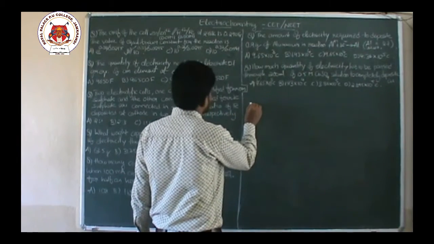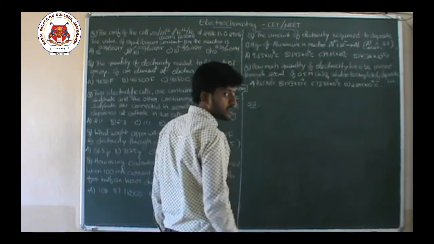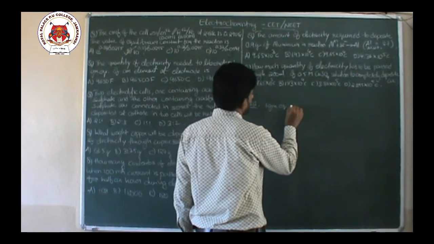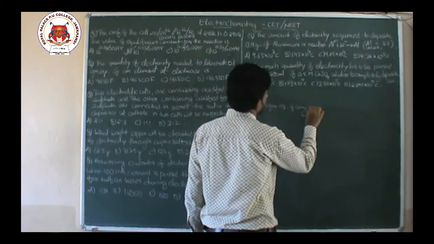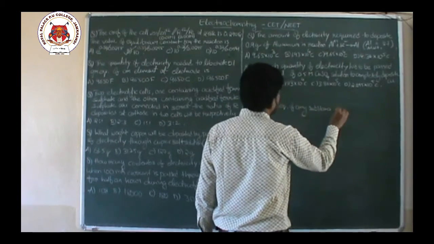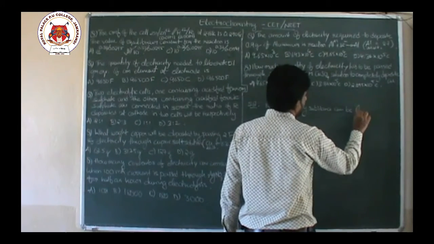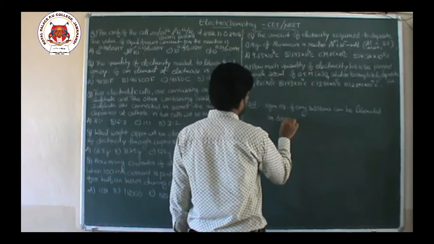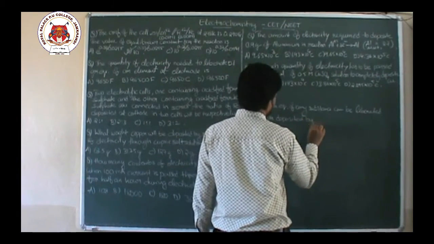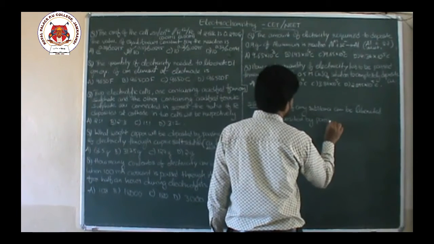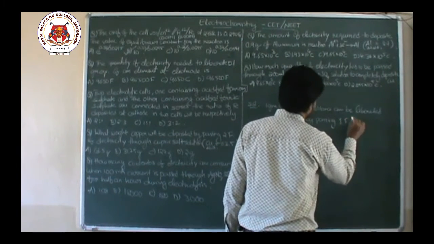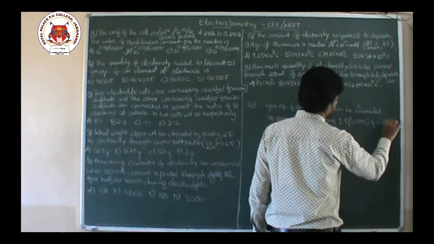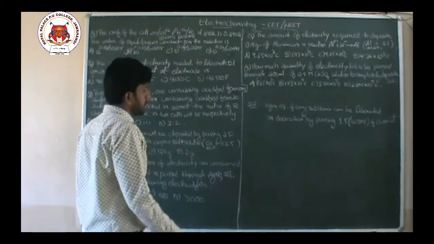Generally, according to Faraday's laws, 1 gram equivalent of any substance can be liberated or deposited by passing 1 Faraday, nothing but 96,500 coulombs of charge. That is according to Faraday's laws only.